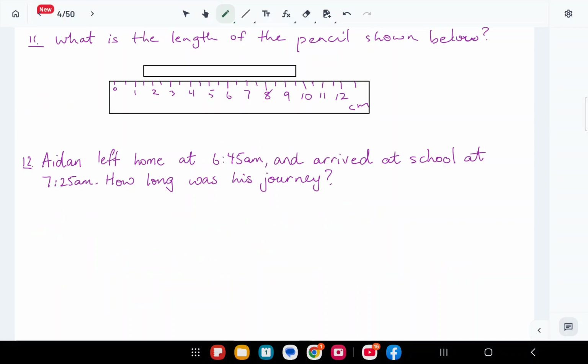Number 11, what is the length of the pencil shown below? Calculate the length of the pencil. We take the point at which the pencil ends, which is 9.5 centimeters in this case, and take away the point at which it starts, which is 1.5 centimeters, and that will give us 8 centimeters.